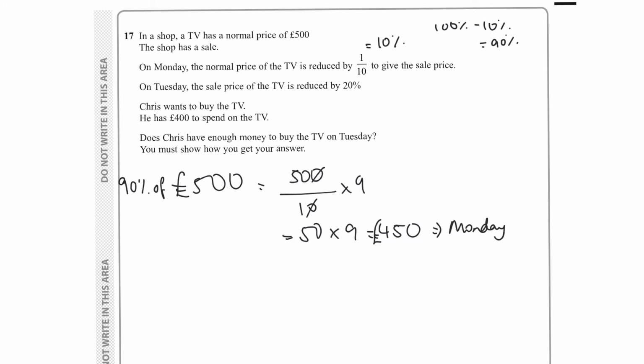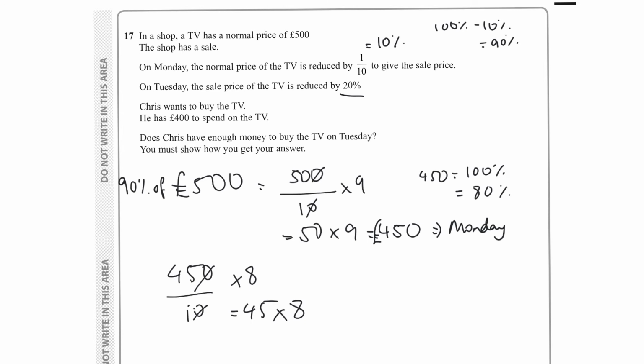Tuesday is 20% reduced from the sale price. So again, our sale price now is going to be equal to our 100%. Which means the new price is going to be 80% of the sale price, okay? Because we've taken off 20%, it's reduced by 20%. So in order to work out 80% of 450, again, you could do 450 divided by 10 times by 8. So remove the 0 top and bottom, and you're left with 45 times 8. So 40 times 8 is 320 plus. So we could actually do it this way, just to make life easier.